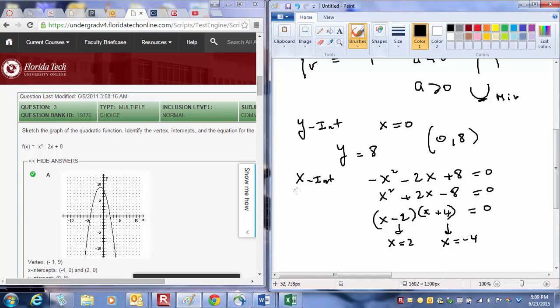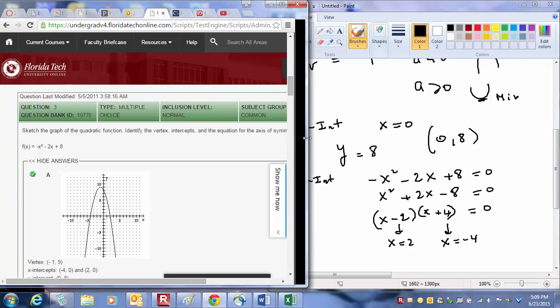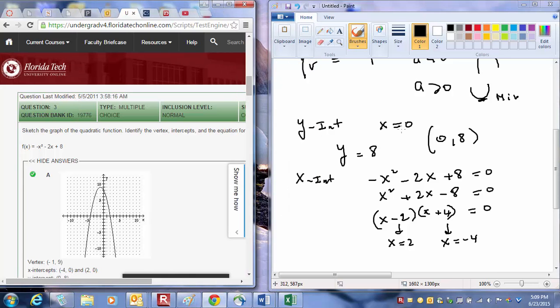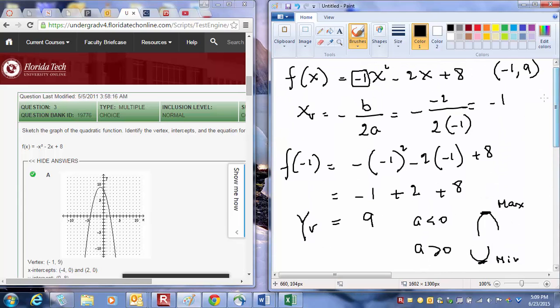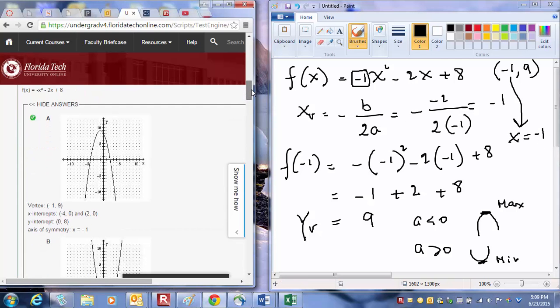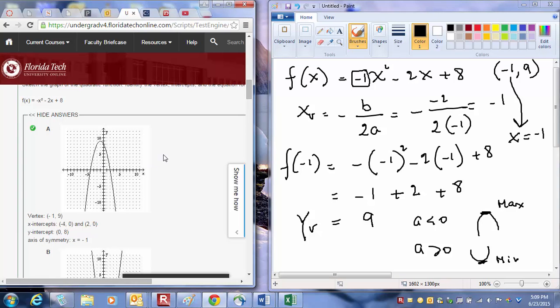Finally, what is the equation of the axis of symmetry? Notice that the equation of the axis of symmetry is always the x-coordinate of the vertex. It should be x equals negative 1. And notice A satisfies all these properties, and A is the final answer.